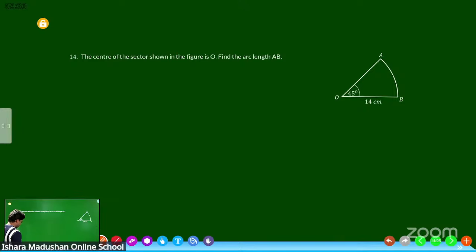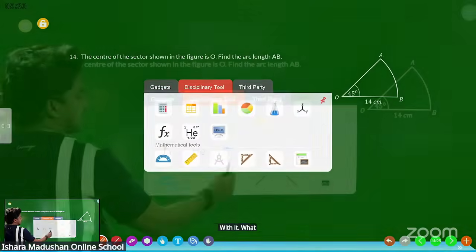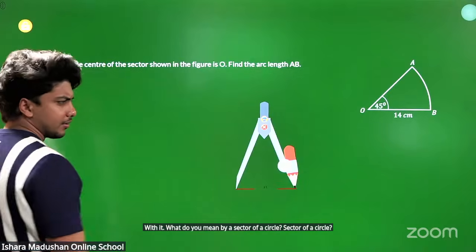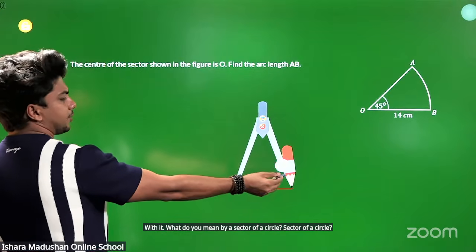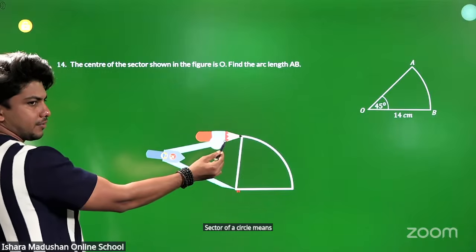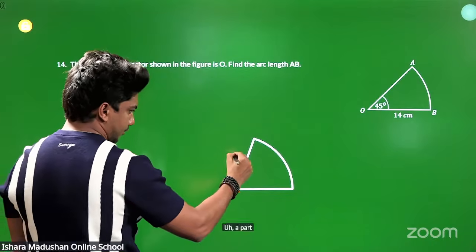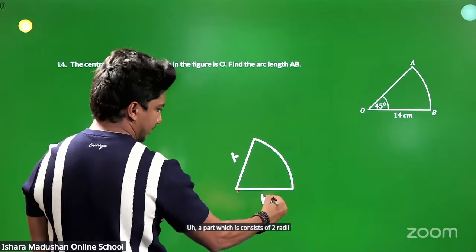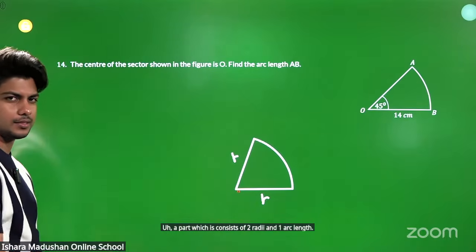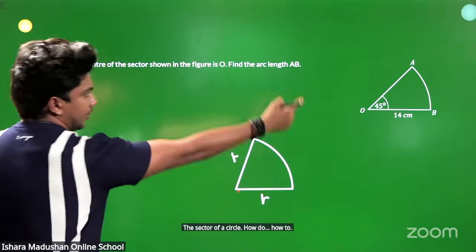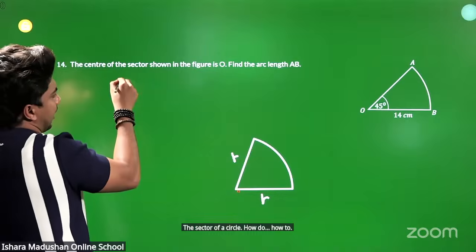What do you mean by a sector of a circle? Sector of a circle means this part, which consists of 2 radii and 1 arc length. The sector of a circle. How to find that AB arc length?